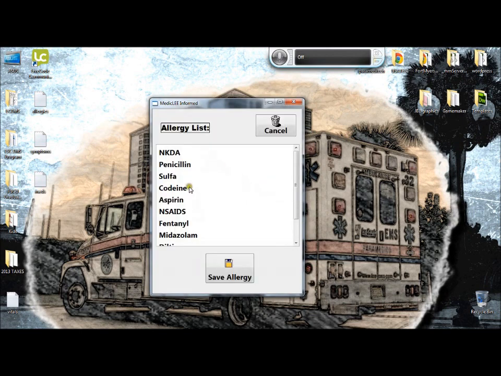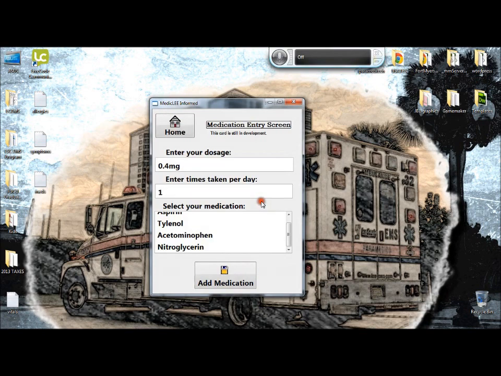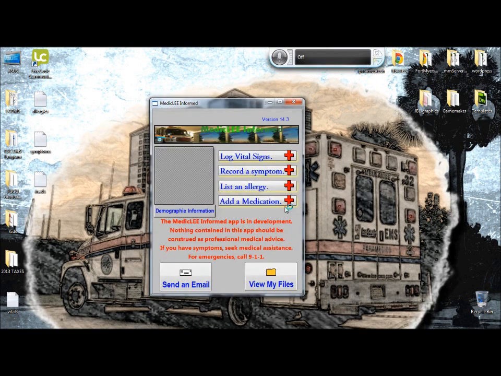Allergies, again, it's not an all-inclusive list. These are some common allergies. Say I have allergy to penicillin and medications. So if I'm taking 81 milligrams of aspirin a day, had that and has been recorded.